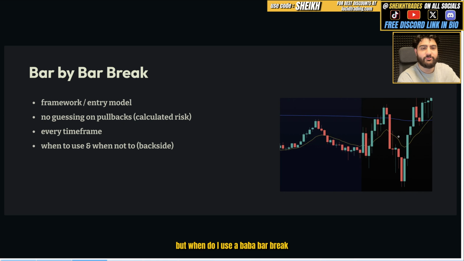But when do I use a bar by bar break? What is it for me? It's an entry model for me. It's a trading strategy for me. It's the foundation of my trading. So we took shorts on this right here.